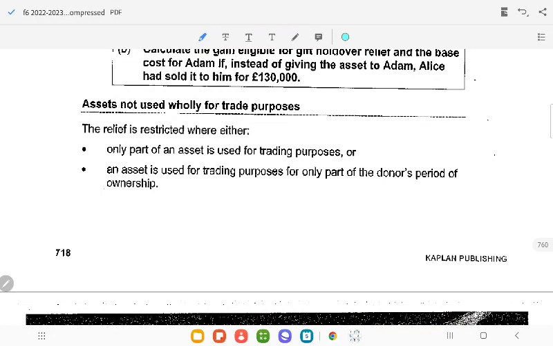If the asset is not used wholly for trade purposes, the relief is restricted, where either only part of the asset is used for trading purposes or the asset is used for trading purposes for only part of the donor's period of ownership. Only part of an asset used for trading purposes means, say, 1/5 of a building. Use for only part of the donor's period of ownership means the time period in months or in years.